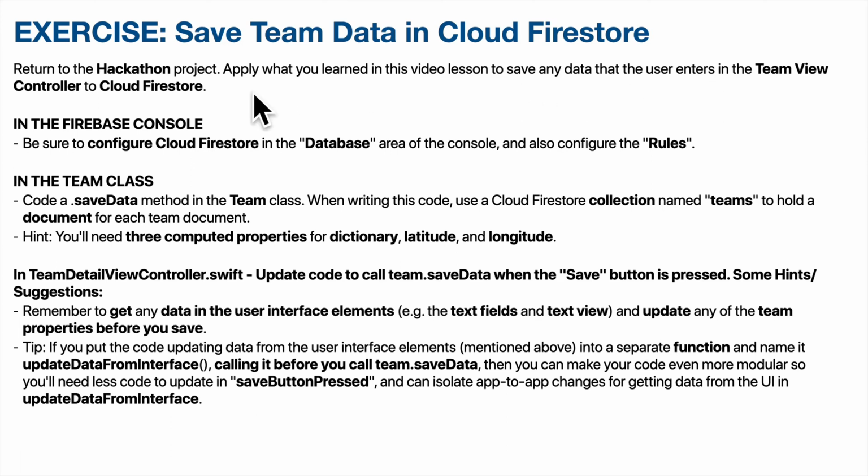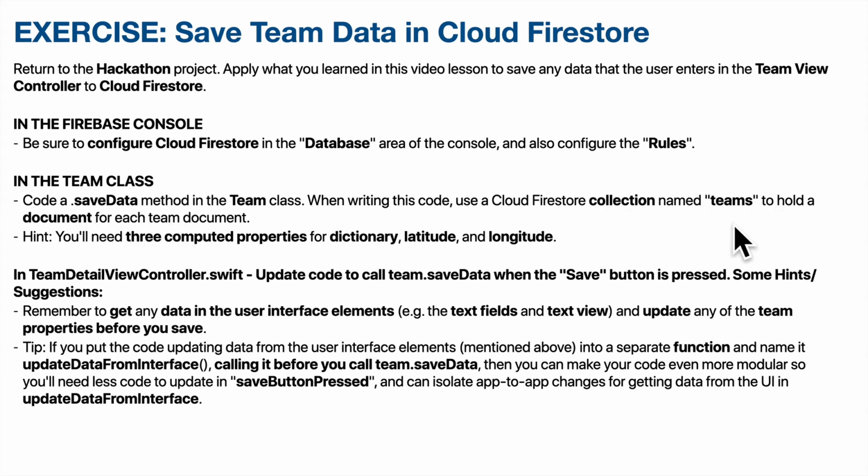Now first, whenever we first set up a project and we start to use the database, we've got to go to the Firebase console and configure Cloud Firestore. So set up the database and configure the database access rules. Then in the Team class, we're going to go ahead and add a saveData method. This is going to save every team as a document inside of a collection named teams.